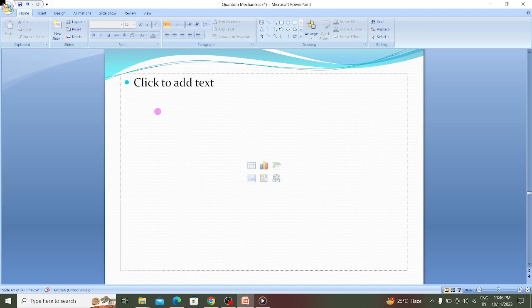In the last class, we got the expression for the average energy of an oscillator. The average energy E is equal to h nu divided by e power h nu by kT minus 1. This is the expression we got, equation number 3.